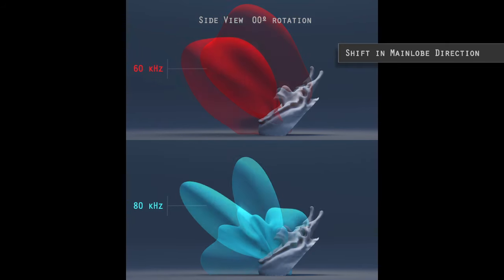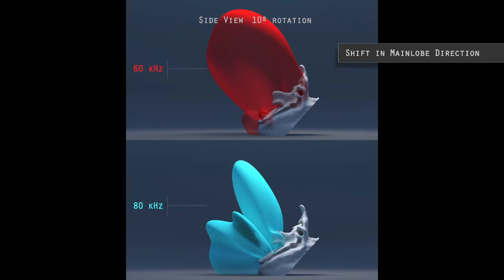In the end, we show that emitter dynamics have a strong effect on the acoustic field, but it still remains to be seen how these effects fit into the bat's overall strategy.